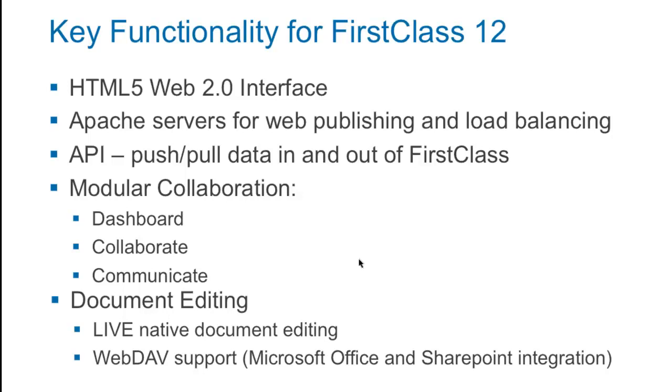So keeping in sort of the idea that we want to play well with others, as it were, which is sort of the unofficial tagline for FirstClass 12, we want to leverage existing internet technologies when delivering our new product. So HTML5 is the beginning of that. Pushing it out onto Apache servers means that you'll be able to leverage a lot of the power of Apache application services and things of that nature. You can also do load balancing across multiple instances of Apache to help with concurrency and things like that.